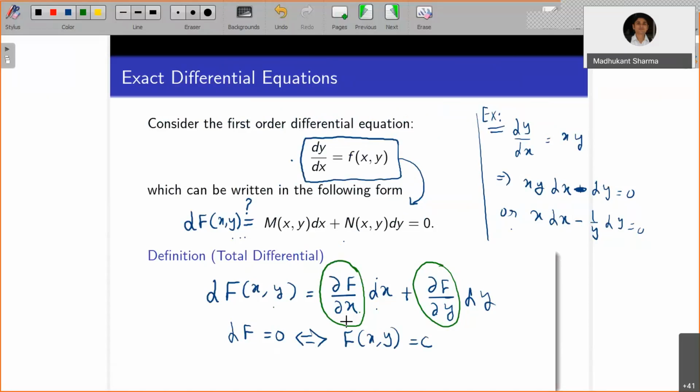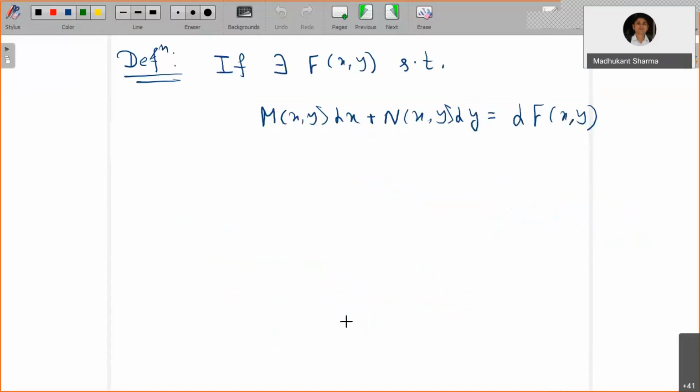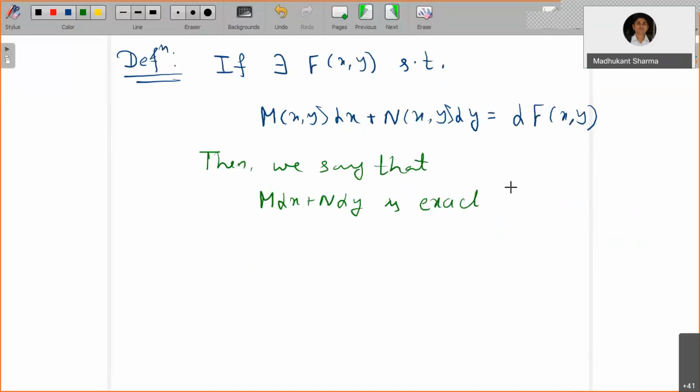If there exists some capital F such that this happens, then we say that M dx plus N dy is an exact differential. Exact differential.